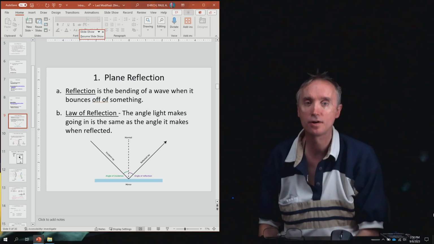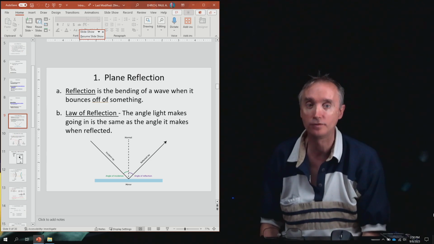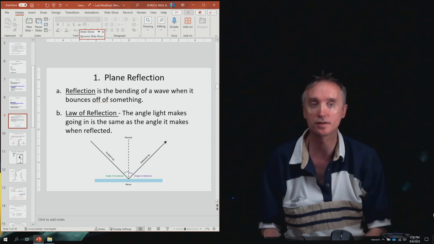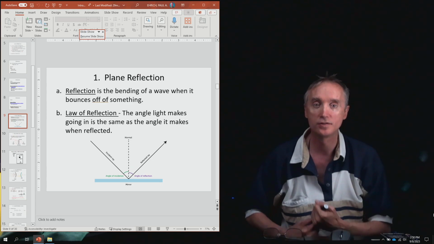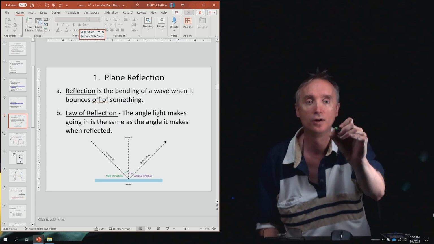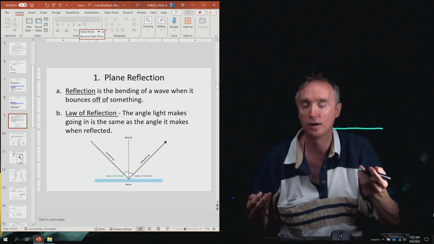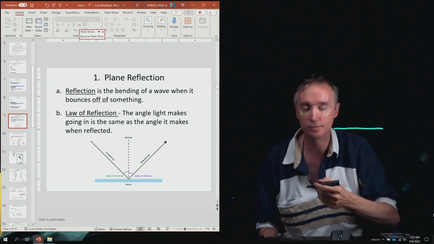Okay, so let's start off by talking about plane reflection. This means it's going to be reflection off of a flat surface. The general definition of reflection is the bending of a wave when it bounces off of something. In this picture here, we have a mirror, and it could be a mirror made of metal. It could be water that is acting as a mirror.